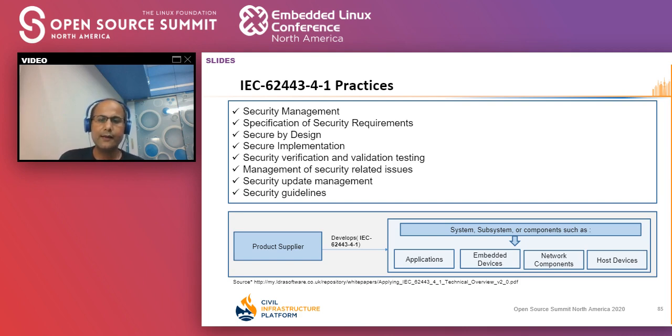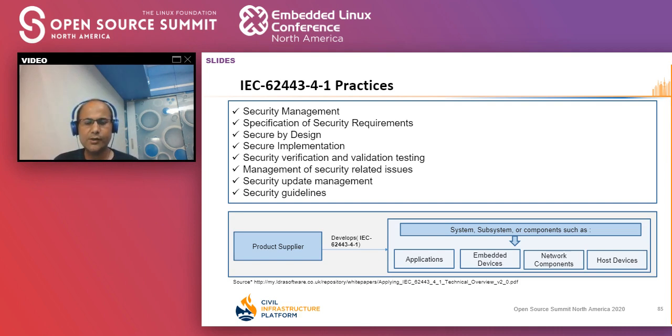And in secure by design, again, it expects secure design principles and secure coding guidelines to be followed. The secure implementation practice further elaborates on the implementation part, where in coming slides we'll see the challenges we face in open source and how, as of now, we are planning to address them. And then next is security verification and validation testing, where it is expected that all the security requirements which are defined should be properly validated and tested. There should be proof for all the things identified in the threat model, and how they will be mitigated.